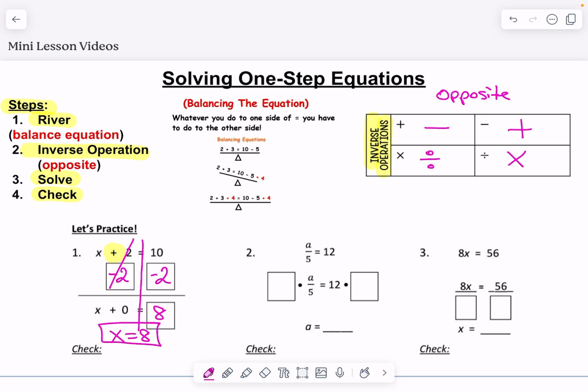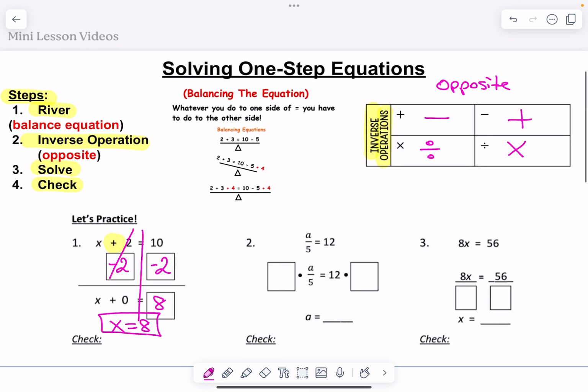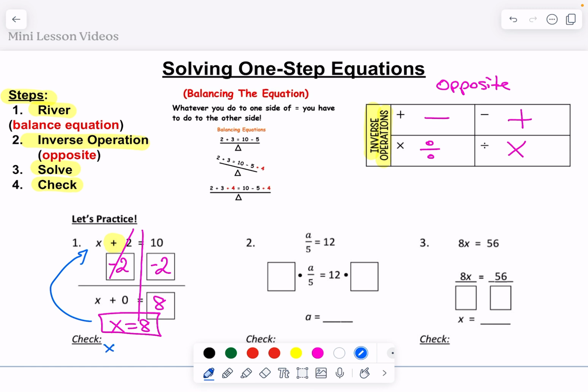Last but not least, we can always check to see if we did it correctly by plugging the answer into the original equation. So if we're saying x equals 8, then I could plug that back in and see does it work. So if it's x plus 2 equals 10, we want to know, does 8 plus 2 equal 10? And sure enough it does, so we know we did it correctly.